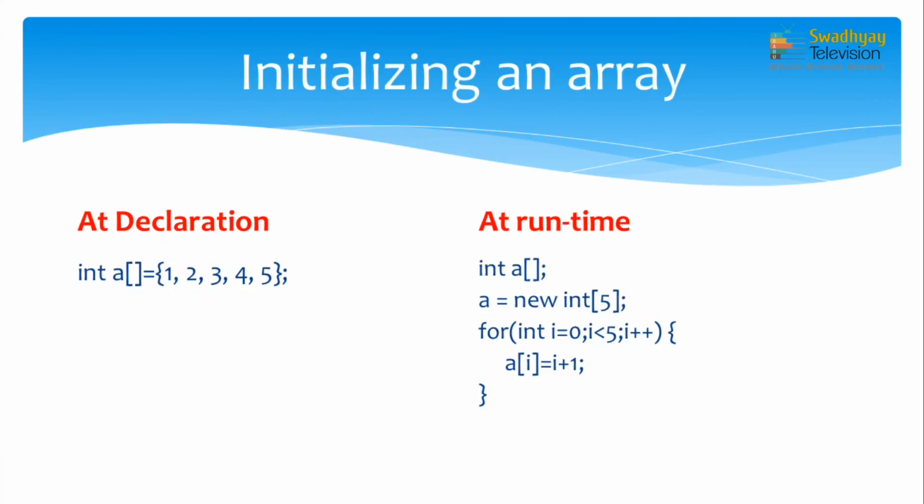Now, we can use a for loop to initialize these values. So, our index always starts from 0. Here we write integer i is equal to 0, i less than 5 and i plus plus. Now, A of i is initialized to i plus 1, that is A0 is 1, A1 is 2 and so on. So, this is how you can initialize an array.